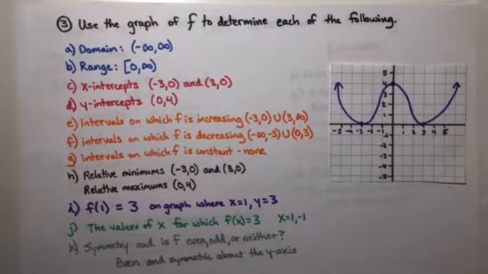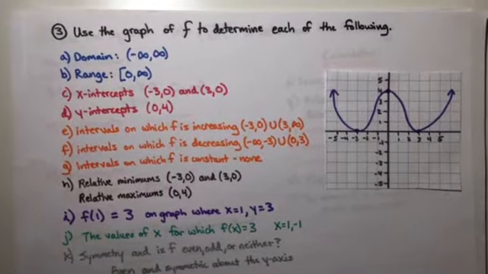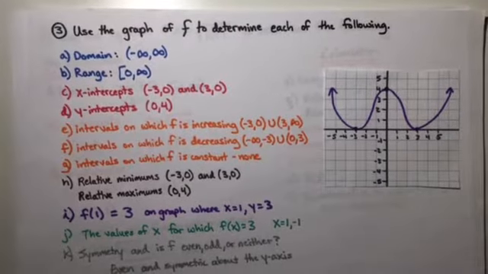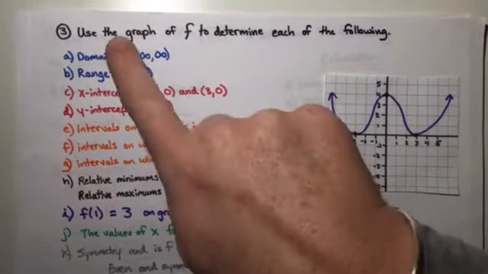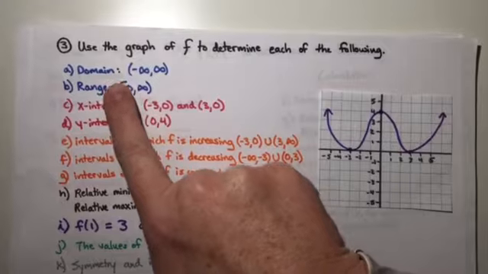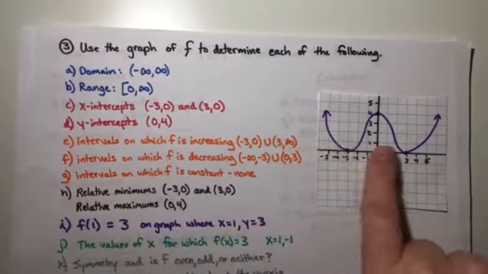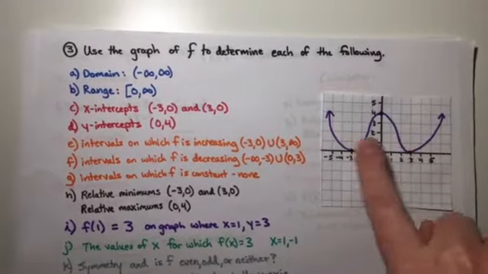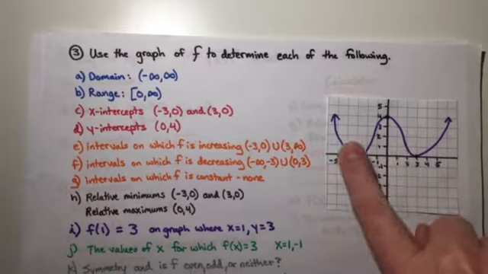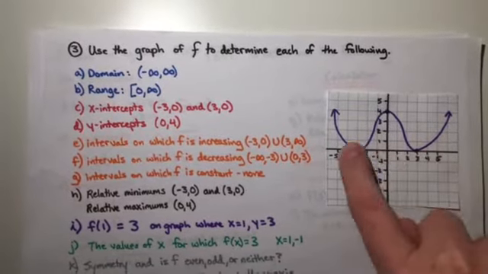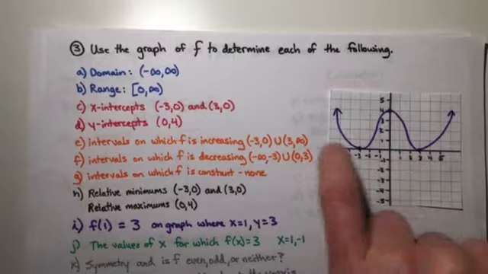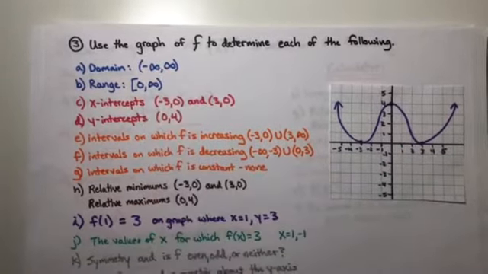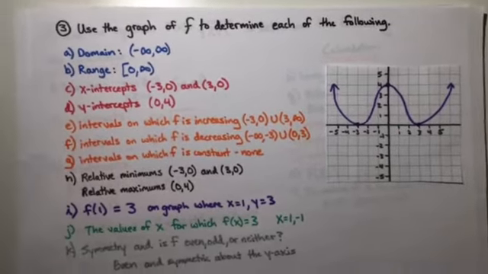Let's take a look at the third example. For example 3, we're using the graph of f to determine the following. So we have domain and range again. So we look at domain. What is our graph doing from the left to the right? Is it going to infinity, or is anything limiting our graph? And in this case, nothing was limiting what x could equal. So we put negative infinity to positive infinity for the domain.